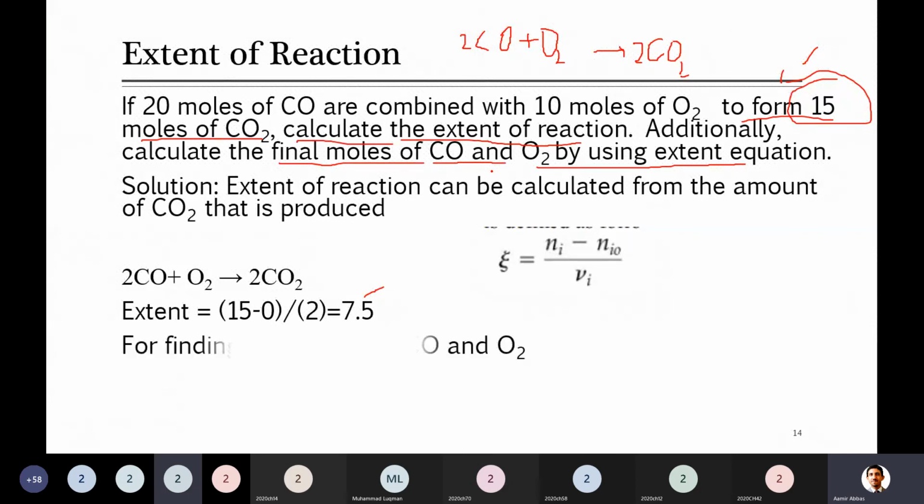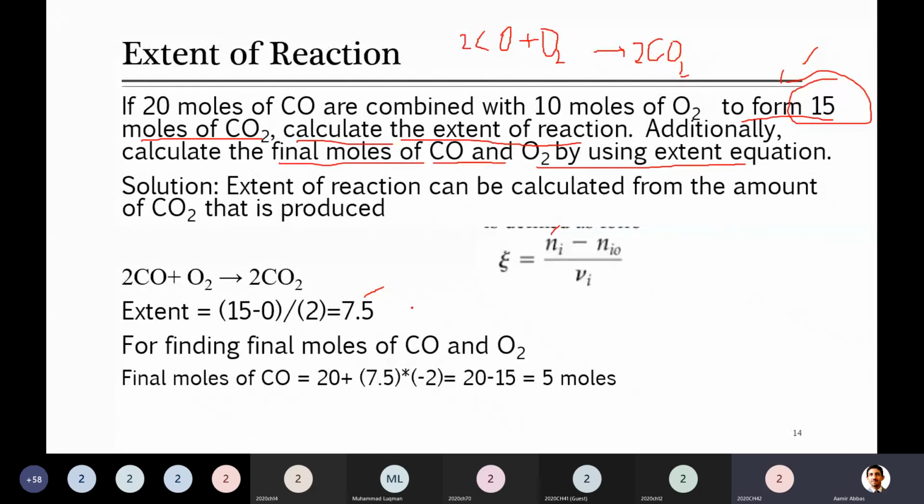By rearranging the equation which we have already seen, you can find the number of moles at any moment. Final moles n_i is equal to the extent multiplied by nu_i plus n_i0. So you can use that equation. Can you tell me what are the initial moles given, first for CO? 20 moles, so n_i0 will be 20 plus this.